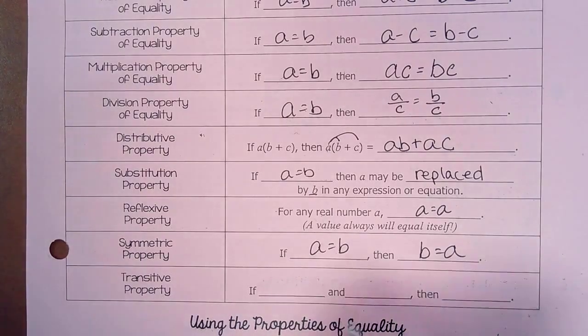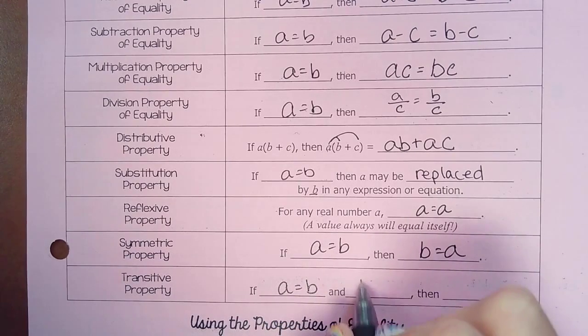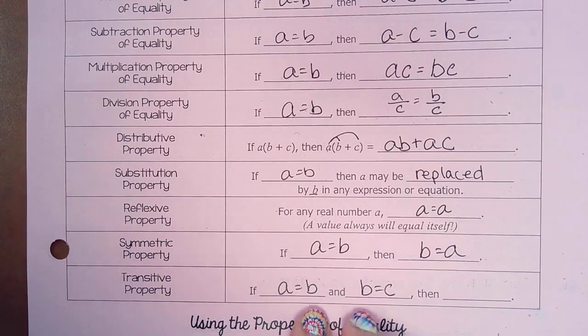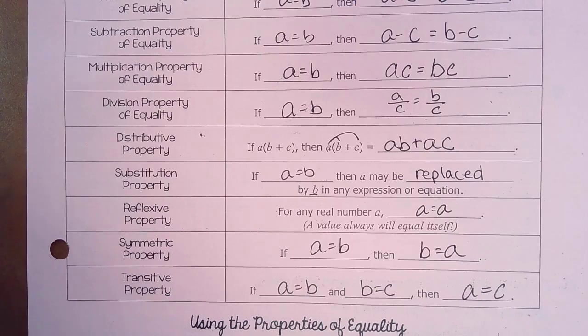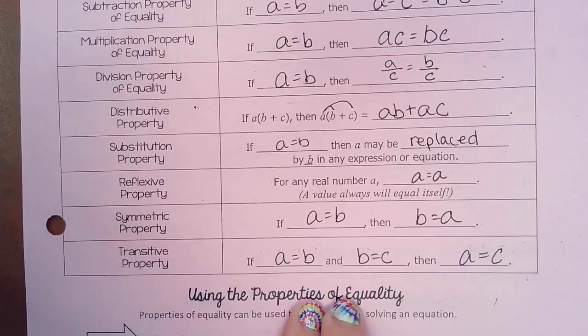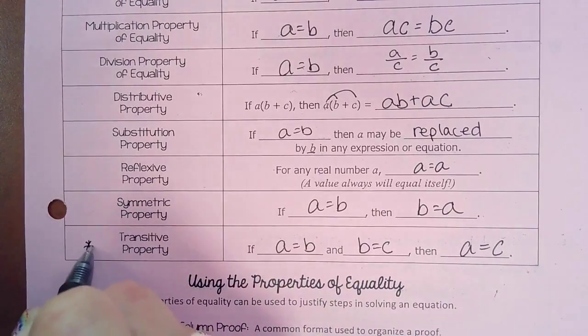Transitive, this is a really important one. So if A equals B and B equals C, then notice if A is B, B is C, then A is C. A equals C. So both of these have B. If A is B, B is C, then I could take these other two sides and set those equal to each other, and it would be a true statement. This is one of our most important properties that we use.